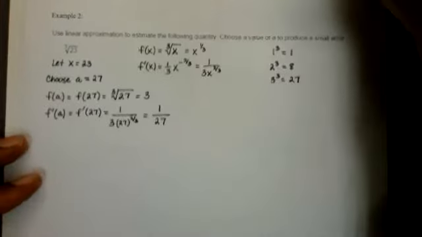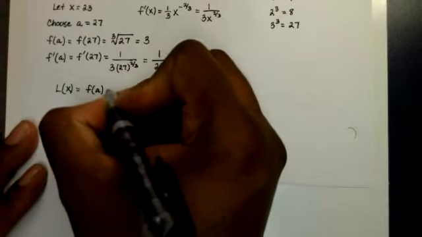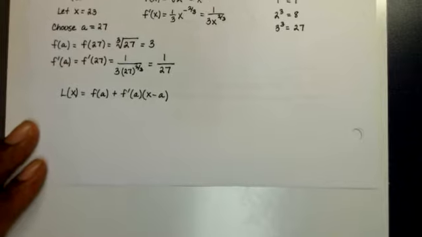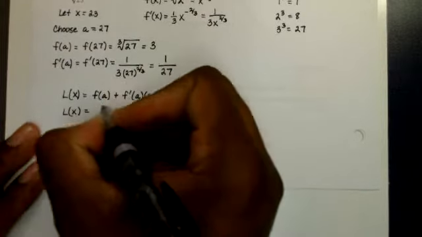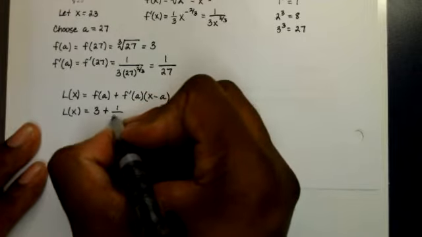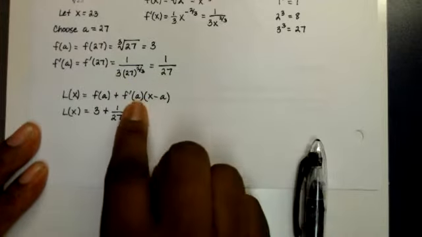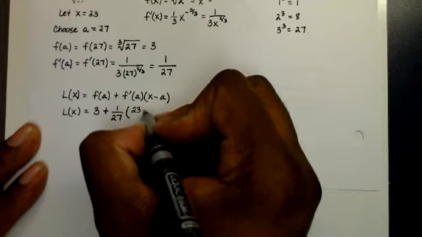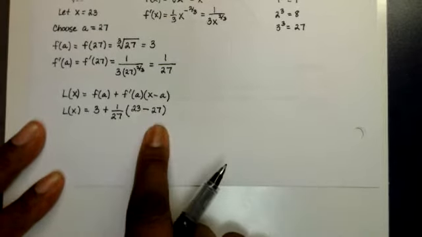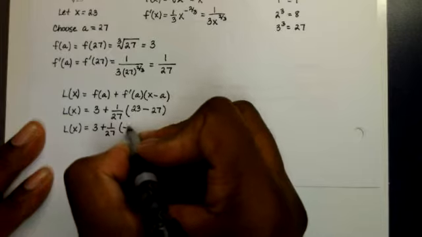So now we can go ahead and use the linear approximation equation. L of x is equal to f of A plus f prime of A times x minus A. And in this case here, L of x will be equal to f of A, we found that out to be 3, plus f prime of A is 1/27, times x. In this case, we let x be 23, minus A was 27. And now if I do 23 minus 27, that would be -4. So I have L of x is equal to 3 plus 1/27 times -4.